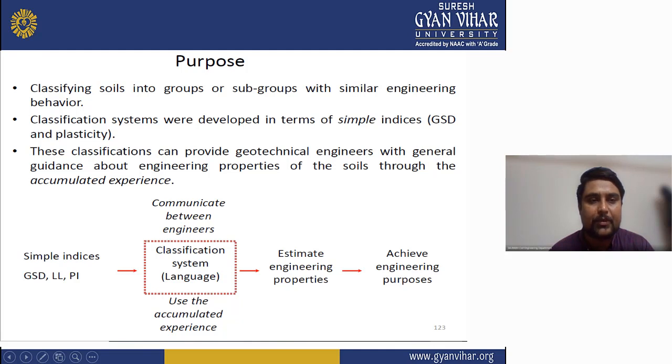And now we will see the purpose of a soil classification system. Classification of soil into groups and subgroups with similar engineering behavior. Classification systems were developed in terms of indices of GSD, and as I told you earlier, this classification can provide geotechnical engineers with general guidance about the engineering properties of soil through accumulated experience. As you can see here, this is the flow chart of a soil classification system, which shows the need for it.